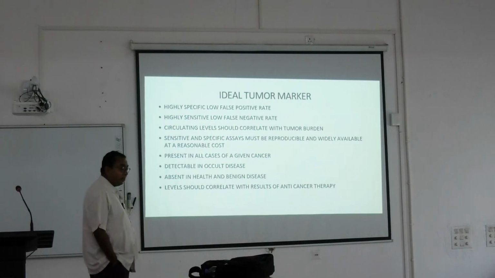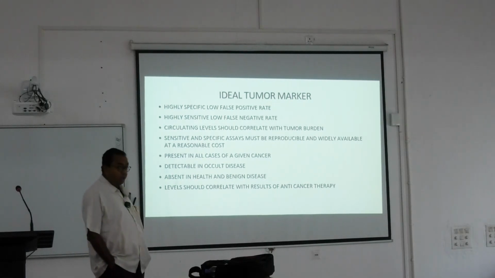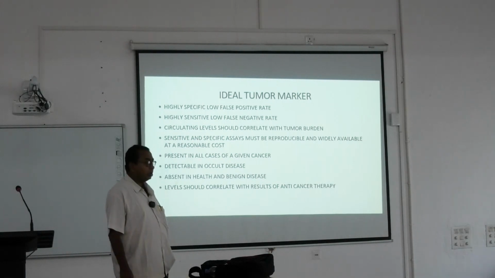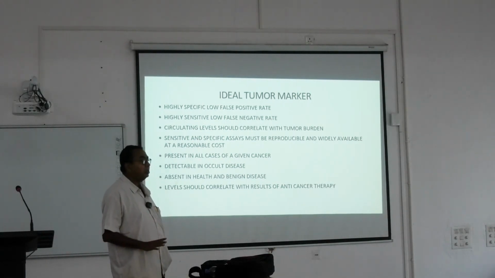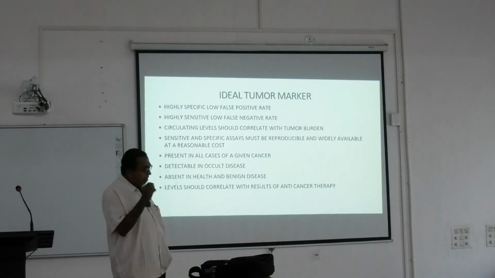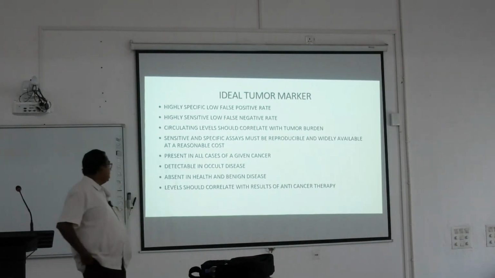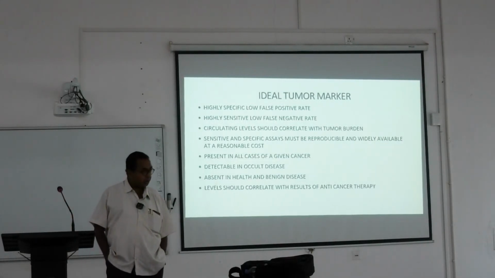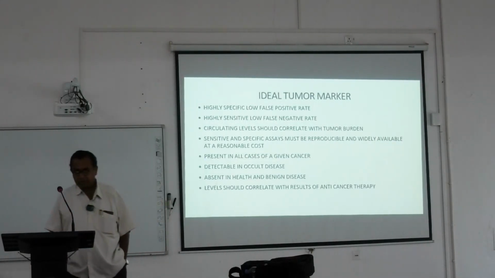পরেরটা হচ্ছে হাই সেন্সিটিভ, মানে লো ফলস নেগেটিভ রেট, সেটা হচ্ছে ওই ডট টেস্টটা। ডটে পজিটিভ মানে পজিটিভ নাও হতে পারে, ডটে নেগেটিভ মানে নেই, কিন্তু আছে অথচ টেস্টটা ধরতে পারলো না, সেটা হচ্ছে লো সেন্সিটিভিটি। কাজেই আইডিয়ালি হাইলি স্পেসিফিক এন্ড হাইলি সেন্সিটিভ দুটোই হওয়া দরকার। ক্লিয়ার? নেক্সট, সার্কুলেটিং লেভেল শুড corroborate with tumor burden.